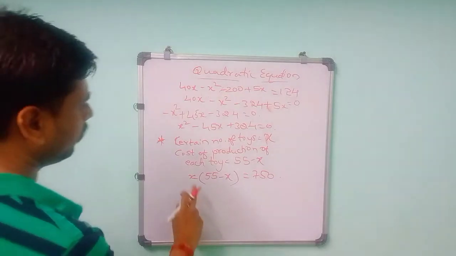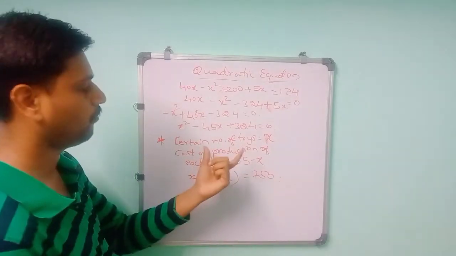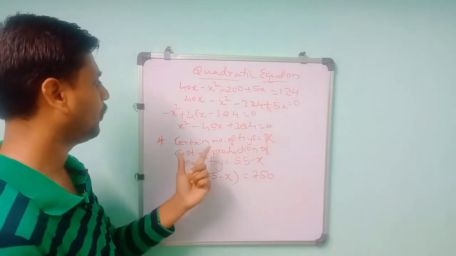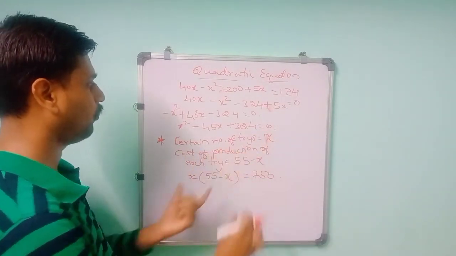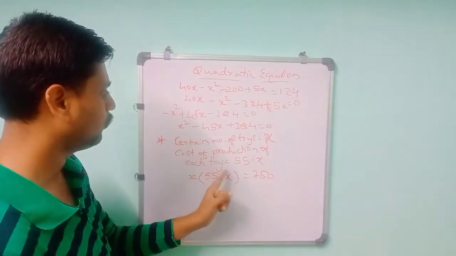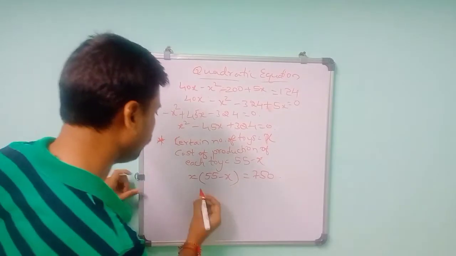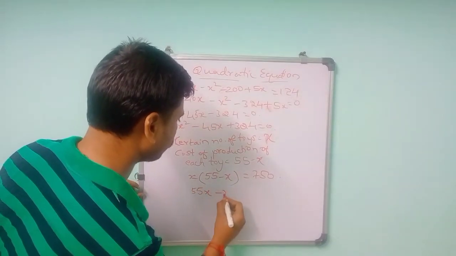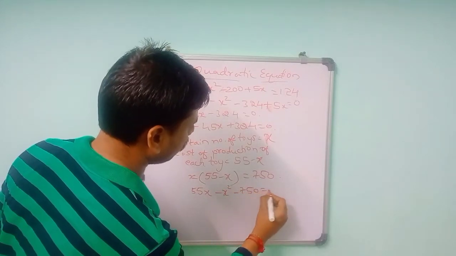So x into 55 minus x is equal to the total cost of production for the number of toys produced in one day, 750. I equated this to 750, where the number of toys produced each day is x and the cost of production of each toy is 55 minus x. So x into 55 minus x is equal to 750. Multiply this: 55x minus x square, and moving it across, it becomes minus, equal to 0.